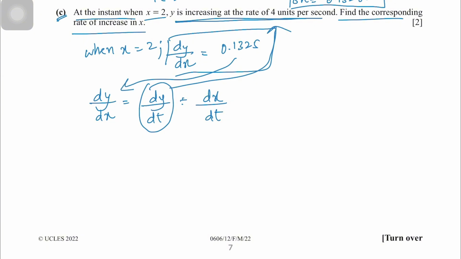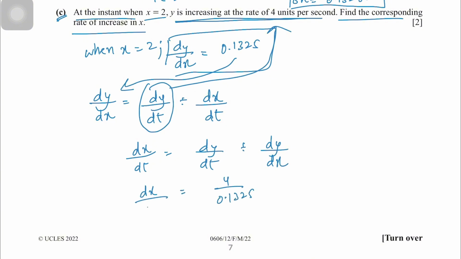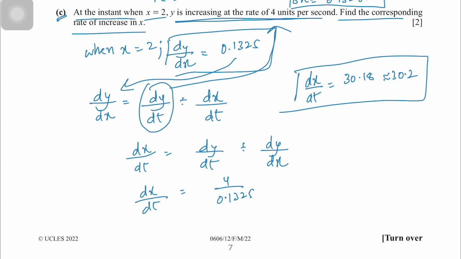and we have our dy by dx. So we can simply solve this. Our dx by dt would be dy by dt upon dy by dx. So this can be written as 4 over 0.1325, and then by calculating we get our answer as 30.18, which equates to 30.2 approximately. So this is our final answer.